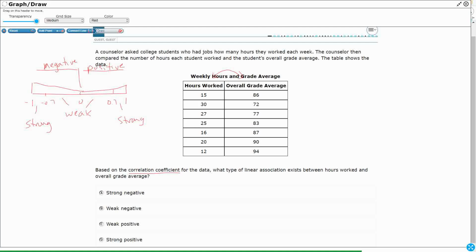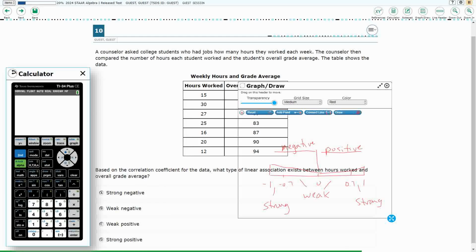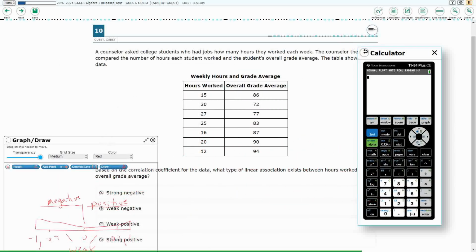We need to know all of that before we calculate it, and we're going to have to use our calculator for this. So let's get our calculator open. We're going to need to do a few things. First, let's get the diagnostic on. So we're going to hit Second, Catalog, scroll all the way down to the D's, and make sure we hit Diagnostic On. We need that in order to calculate this. So there it is, Diagnostic On.